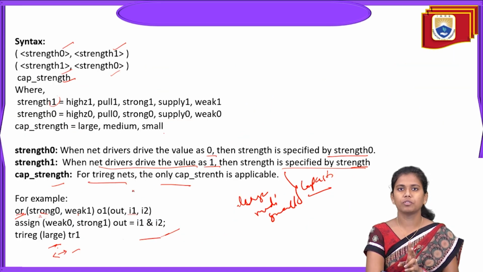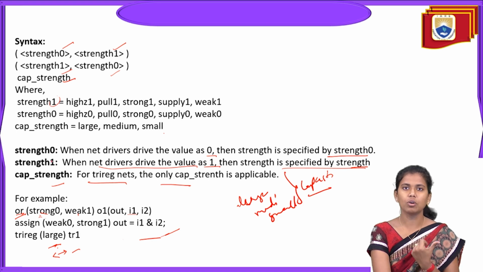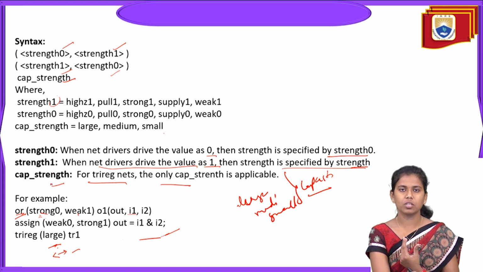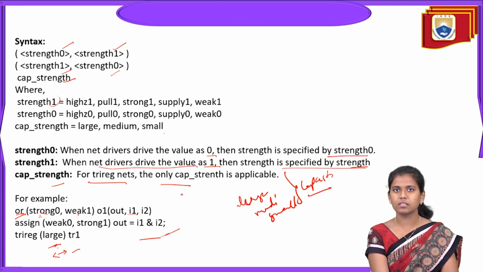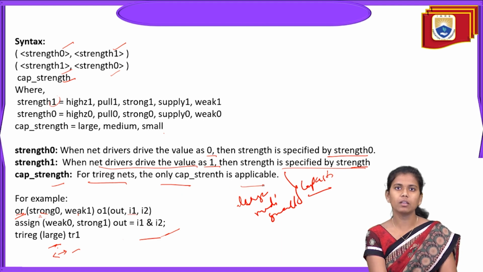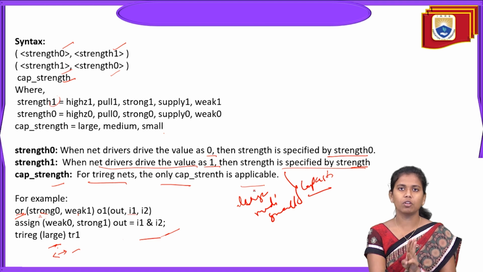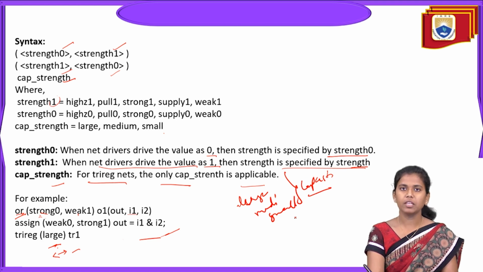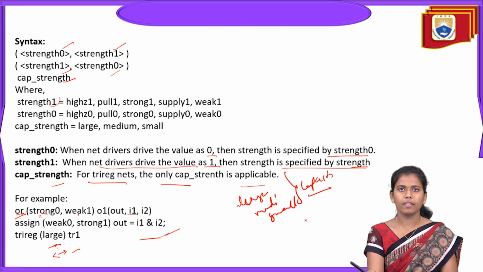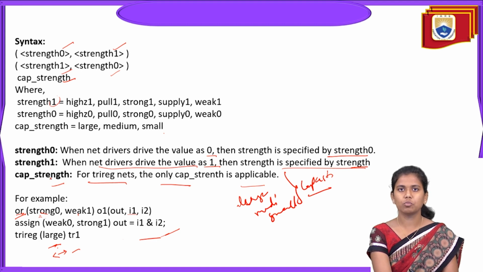These three kinds of strength we have: strength 0, strength 1, and the cap strength. Cap strength goes with Trireg nets. Only cap strength is applicable, and the cap strength has 3 levels. The level of a signal can be medium, large, and small. And then strength 0 and strength 1 totally depend on the drivers, the net drivers.